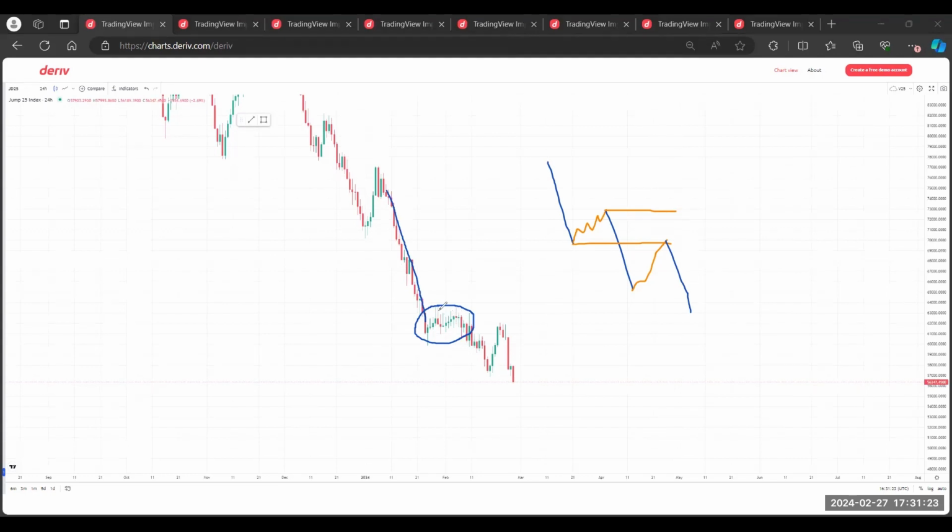After this correction, we now have this impulsive push again to the downside. If price should come back to this correction here, then the probability is that price is going to push down to the downside. Now, let me clear this.